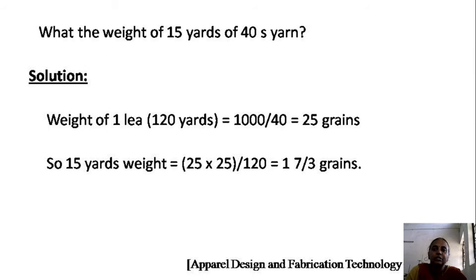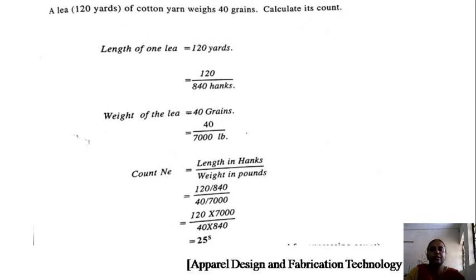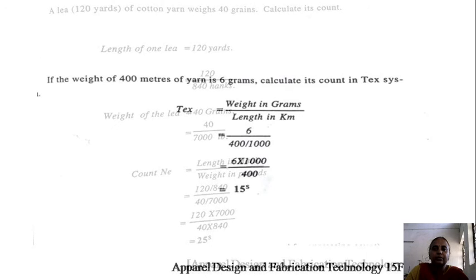Next, what is the weight of 15 yards of 40s yarn? The weight of one lea, which is 120 yards, is equal to 1000 divided by 40, which is 25. For 15 yards, the weight is equal to 25 into 15 divided by 120, that is 3.125 grains. A lea of 120 yards cotton weighs 40 grains, calculate. Earlier you have calculated this, the same repetition you have to calculate.